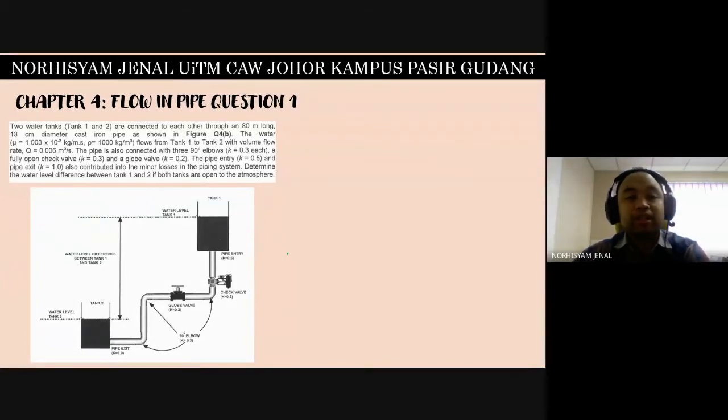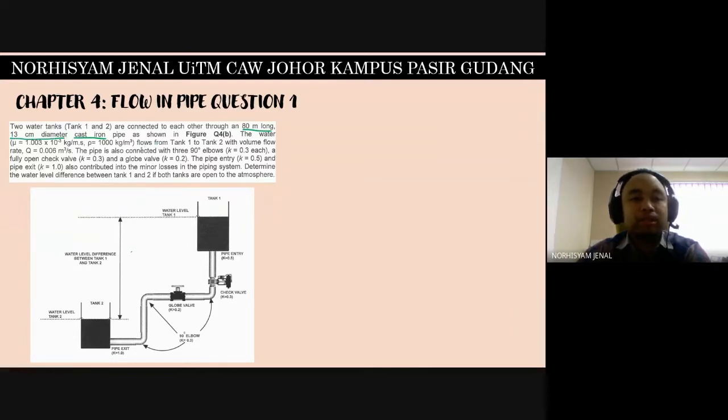This is the first calculation question for chapter 4, fluid in pipe. Two water tanks, tank 1 and 2, are connected to each other through an 80-meter long, 13 centimeter diameter cast iron pipe. Usually, if we see this question, we try to highlight the important parts: this is cast iron, 80 meters long, and 13 centimeter diameter.